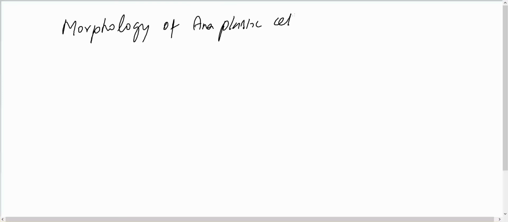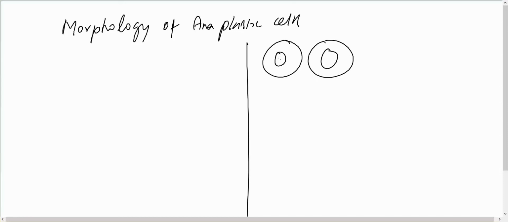Now let us see the morphology of anaplastic cells. See, the normal cells resemble each other. They will not vary within themselves.